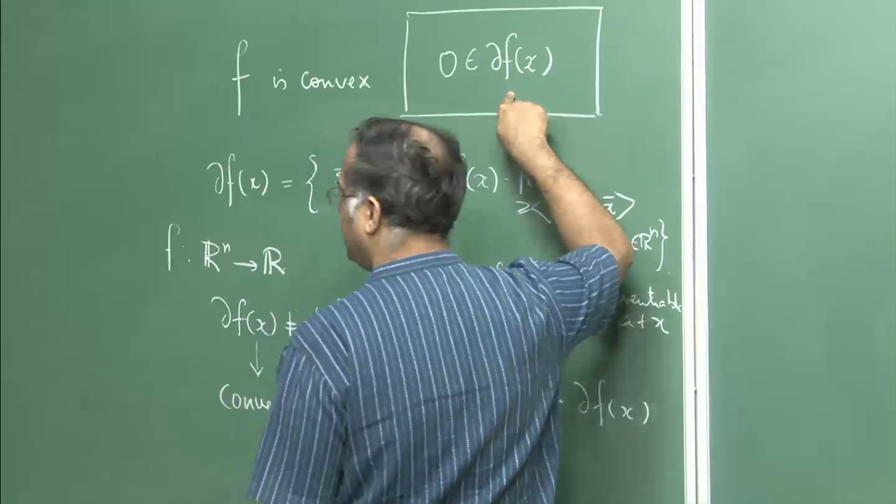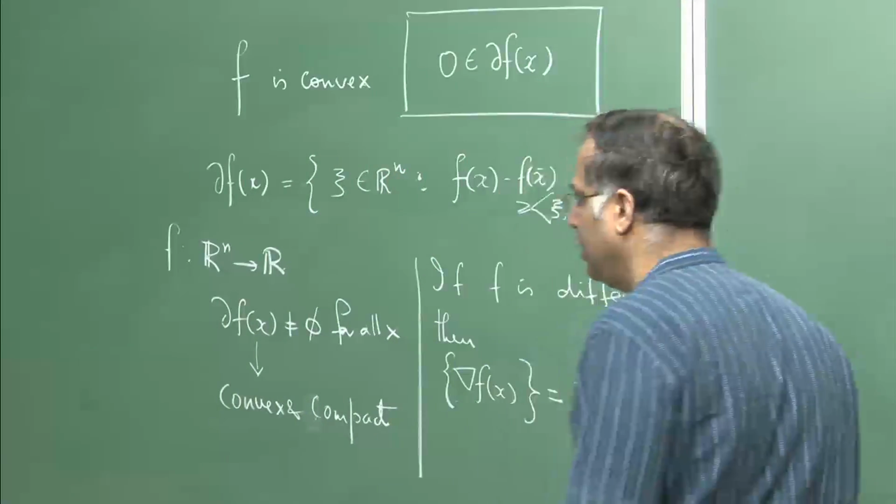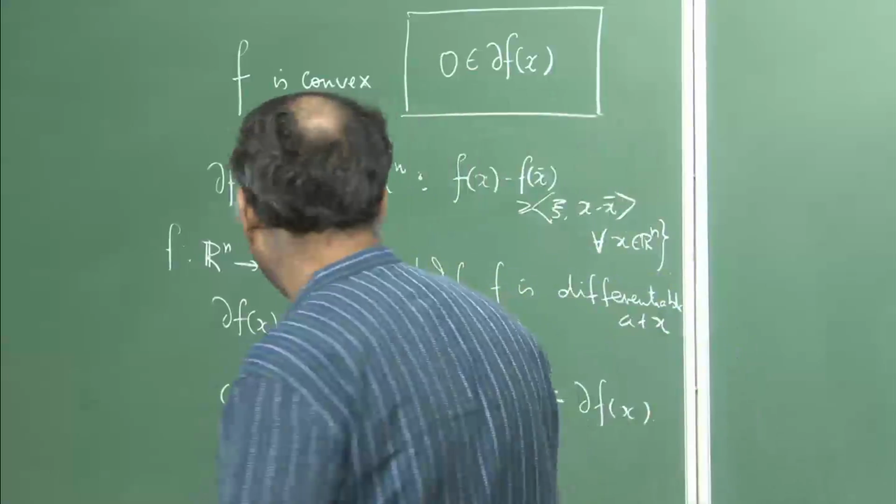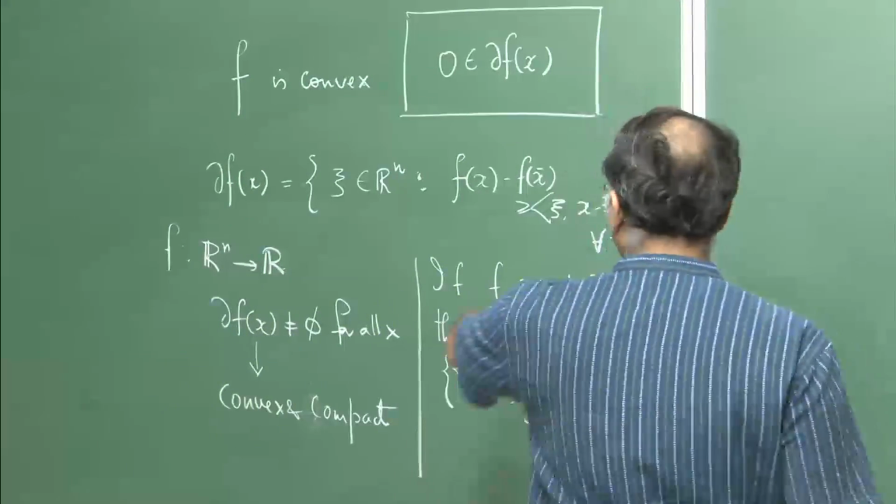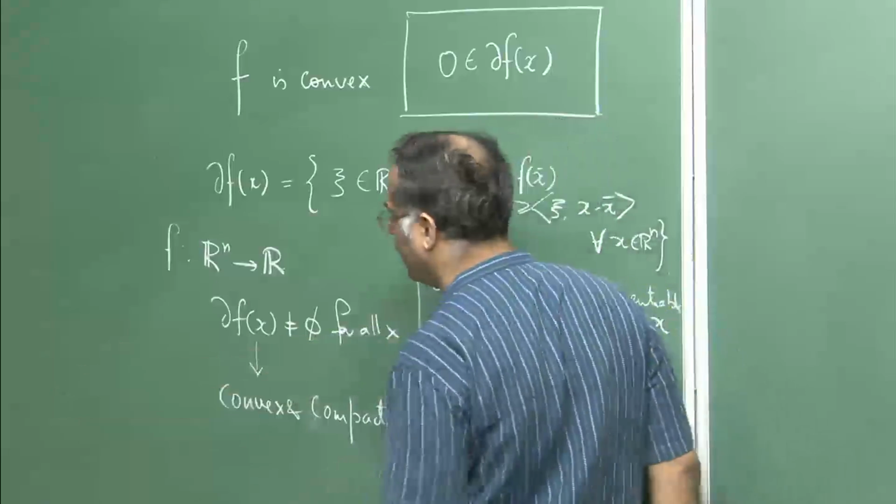And obviously the most important feature: this is a necessary and sufficient condition for a point x to be a minimum of the function f over the whole set Rn.